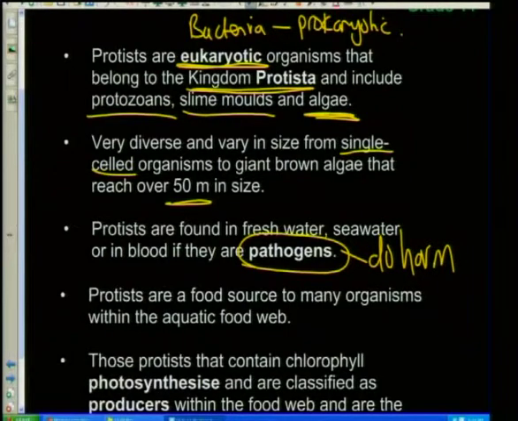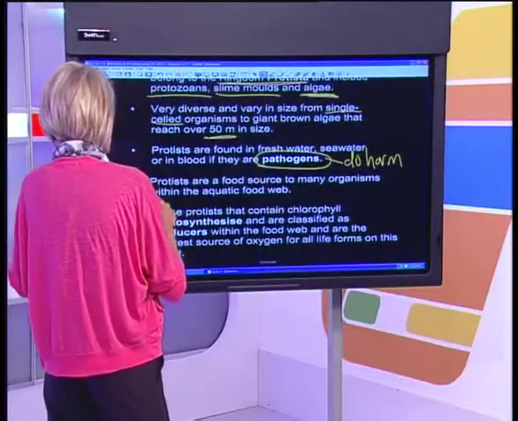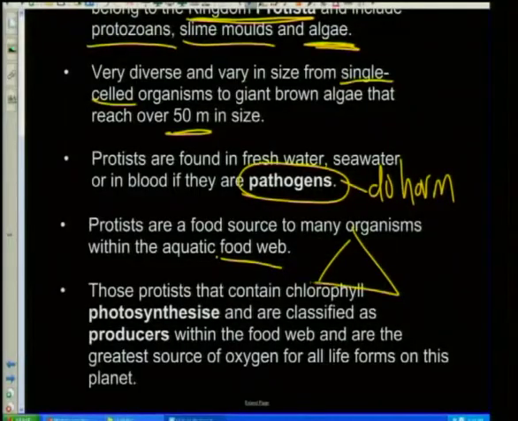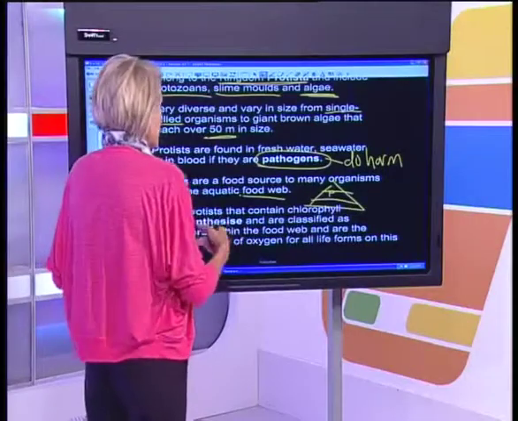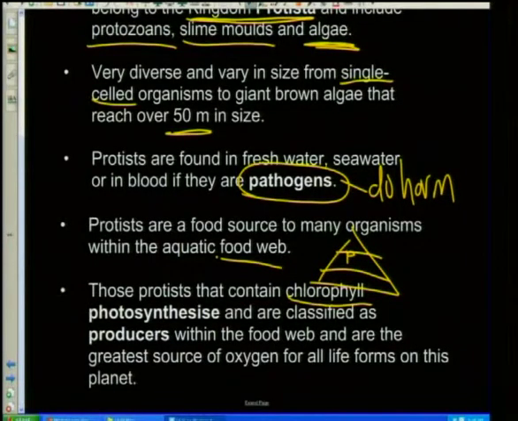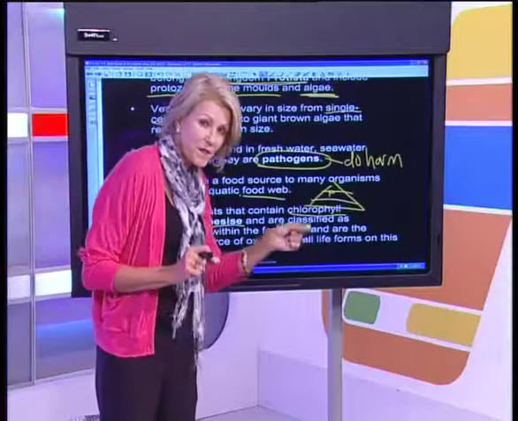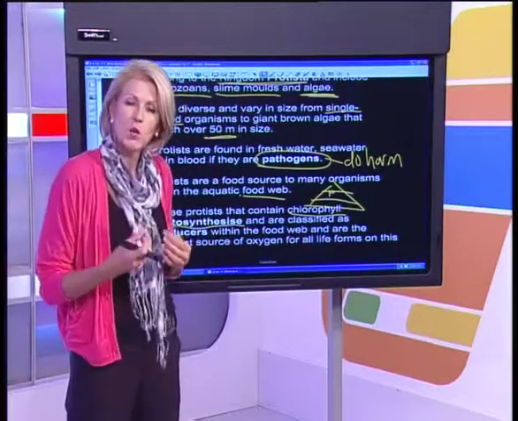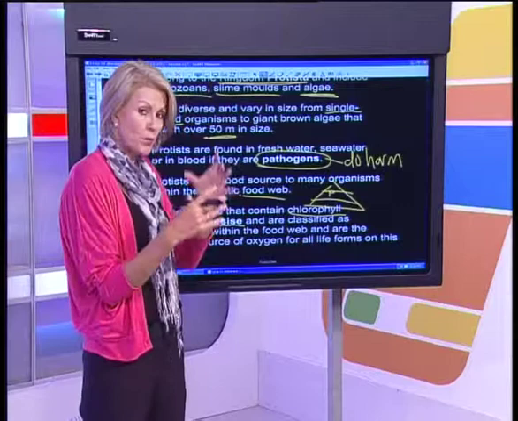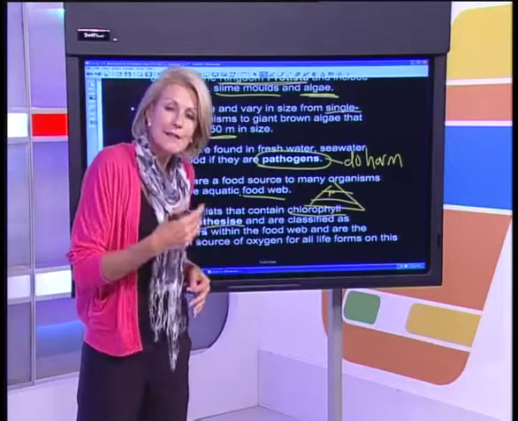Okay, a pathogen, it's a baddie. Then protists, they're a food source. Why? Because they are the producers, you've got the decomposers, they are the producers in the food web. And then also, if they contain chlorophyll, they're able to photosynthesize. Okay? And if they are able to photosynthesize, they are, in that case, autotrophic. But there are a whole bunch of them, your protists, that are heterotrophic.